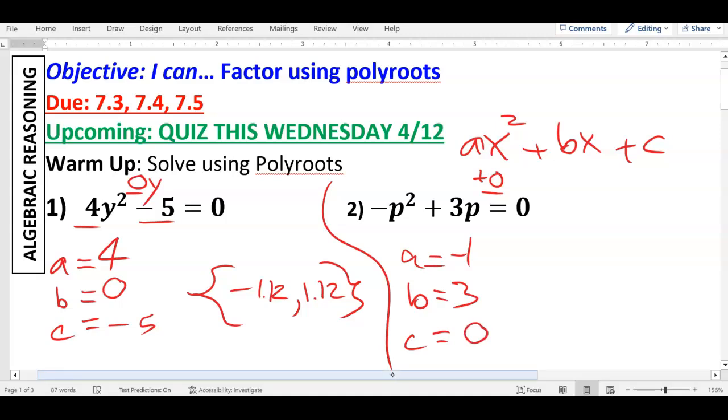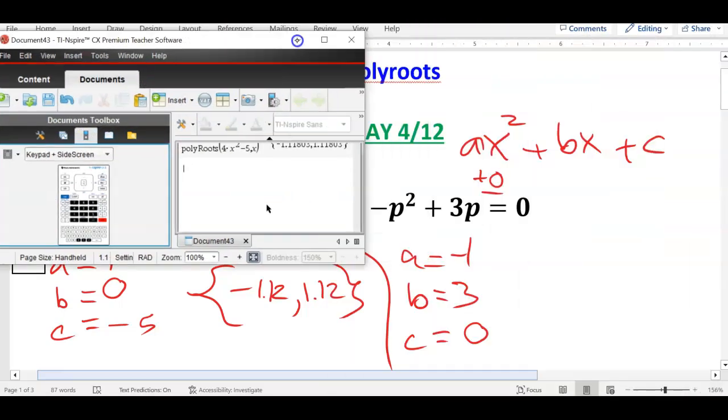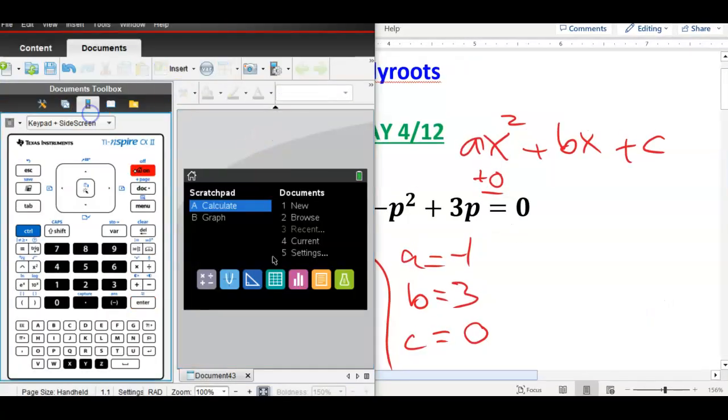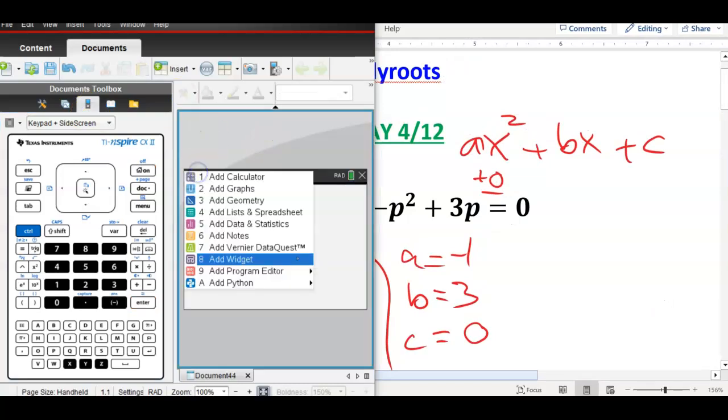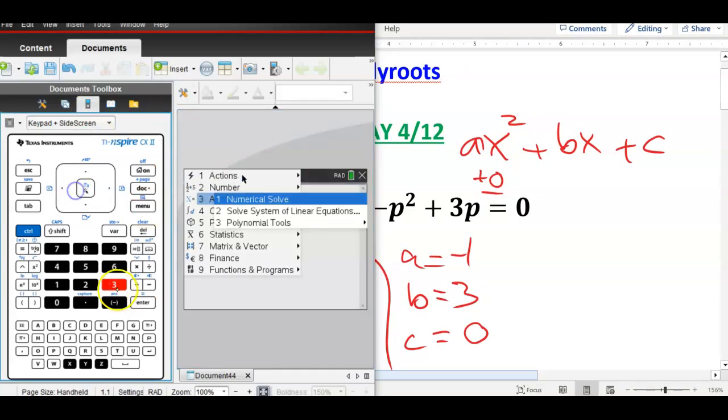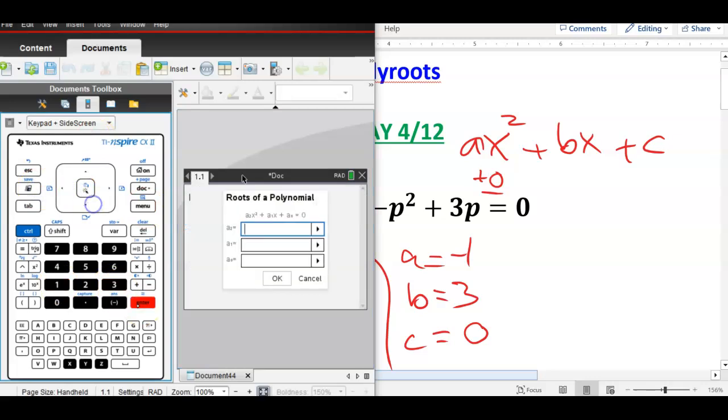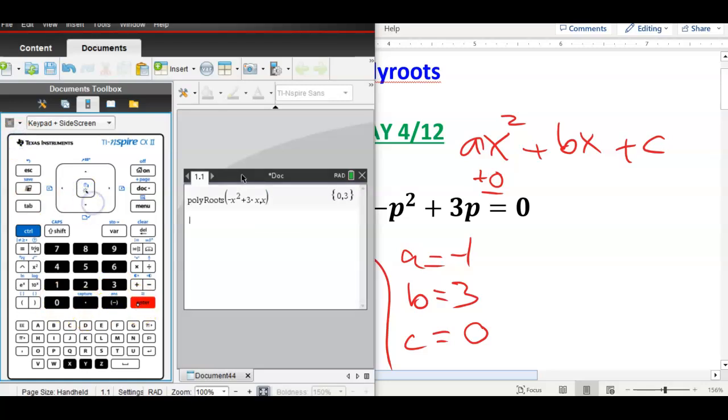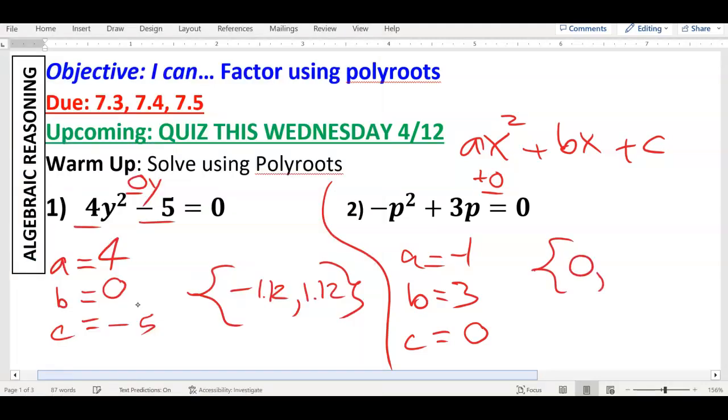All right. Now, let's go ahead and type this in the calculadora to get the answer. Menu, tres, uno. And we press -1, tab, 3, tab, 0. Enter, enter, one more enter. And I get 0, tres. Cool.